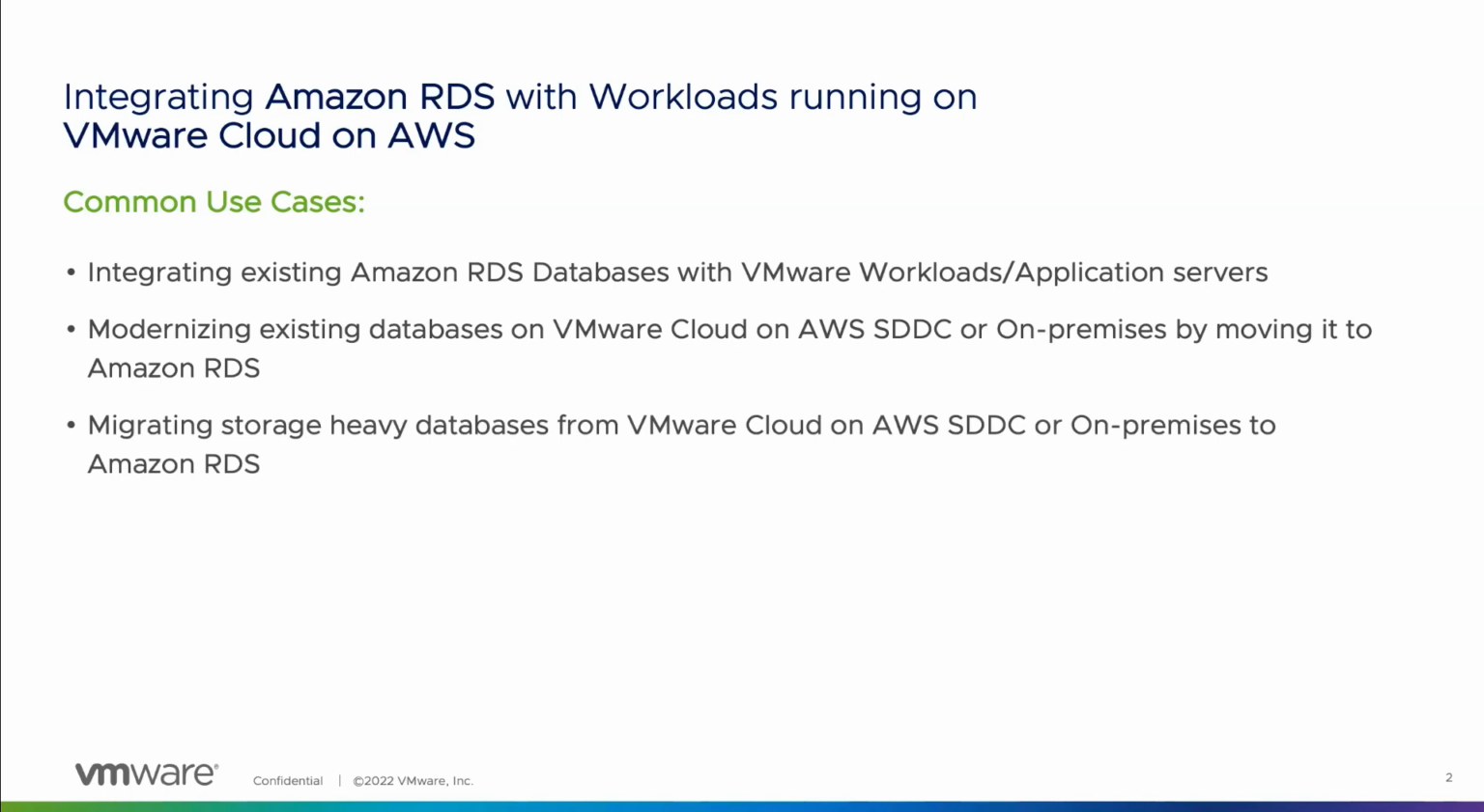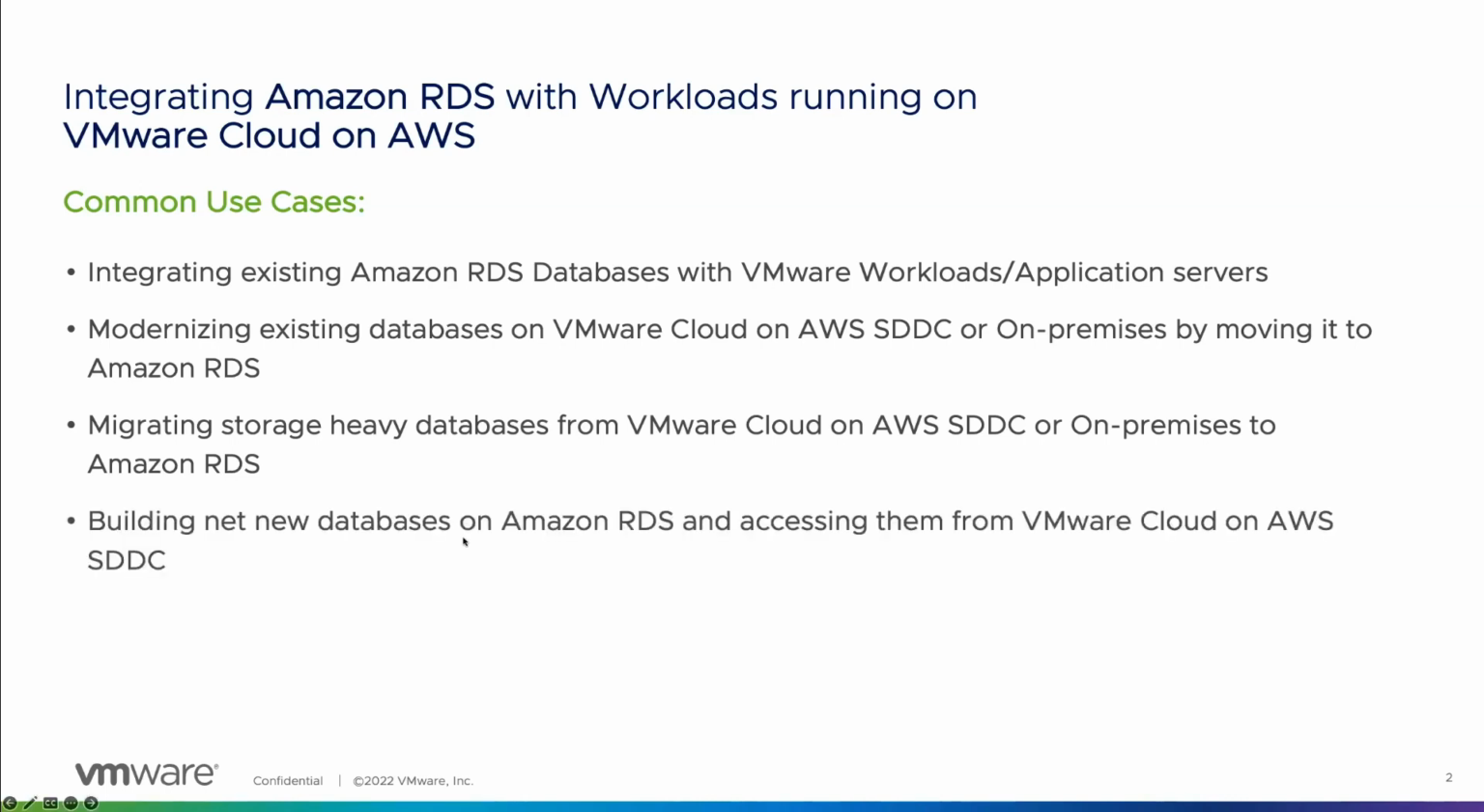Next one is migrating storage-heavy databases from VMware Cloud on AWS SDDC or on-premises to Amazon RDS. So customers may have terabytes of databases sitting on VMware SDDC or on-prem, and if they want to migrate those databases and leverage Amazon RDS, that is another use case. Building net new databases on Amazon RDS and accessing them from VMware Cloud on AWS SDDC is another use case.